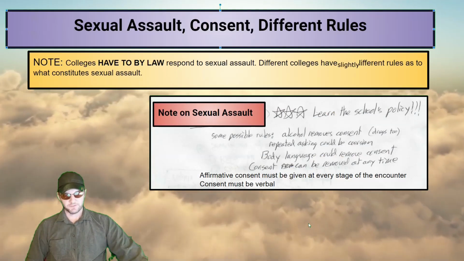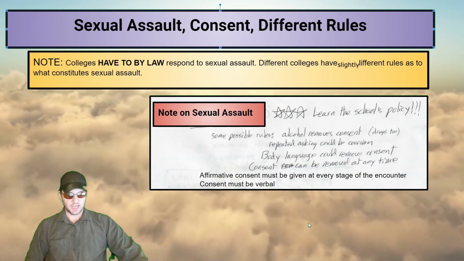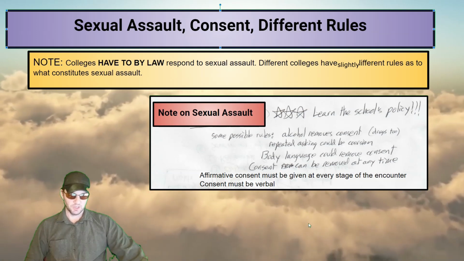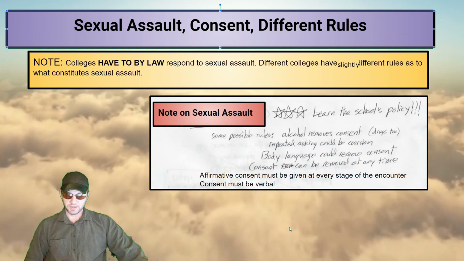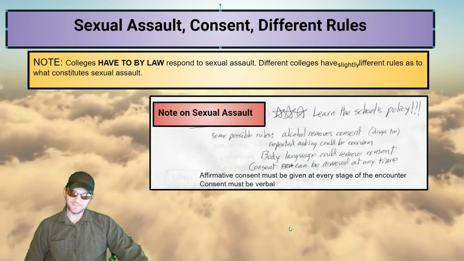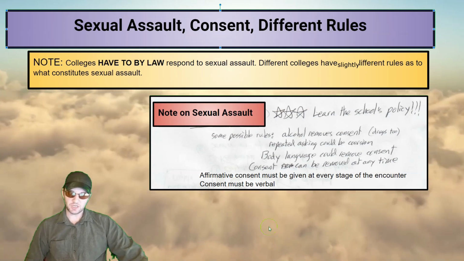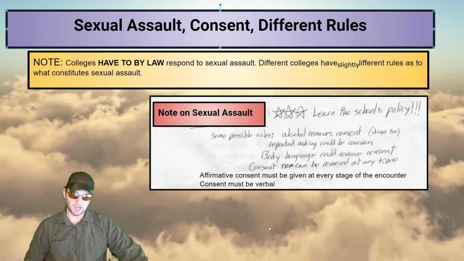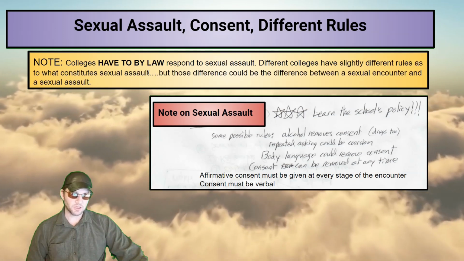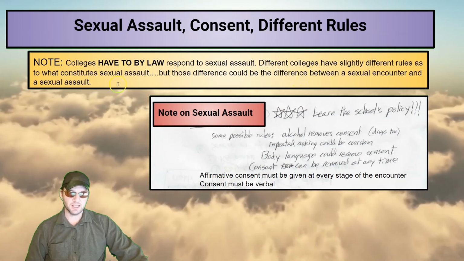So by law, colleges have to investigate sexual assaults, judge whether a sexual assault happened, and if one happened, have to dole out appropriate punishments to people who committed sexual assaults. By federal law, they have to do that. Now, what that necessitates is that colleges define what sexual assault is. Some of this comes from state law, and some of it comes from the actual college's rules on what's going on on campus. They have rules. They're all generally the same, but there are a couple differences, and those differences could be the difference between a sexual encounter and a sexual assault.